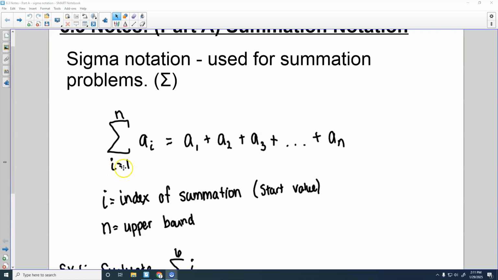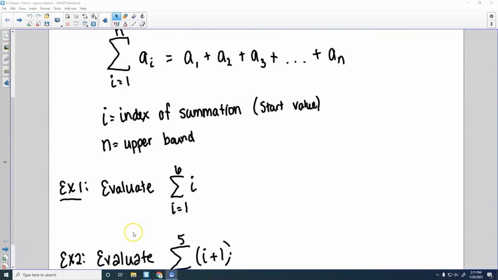And so this is your start value. This is what number you are starting at. And then n is your upper bound, so that's the number you end at. And then you will have some sort of formula over here. In this particular case, I've just put a sub i. So what happens with the summation is you plug in those integers from your start value to whatever your upper bound is, until you're done.